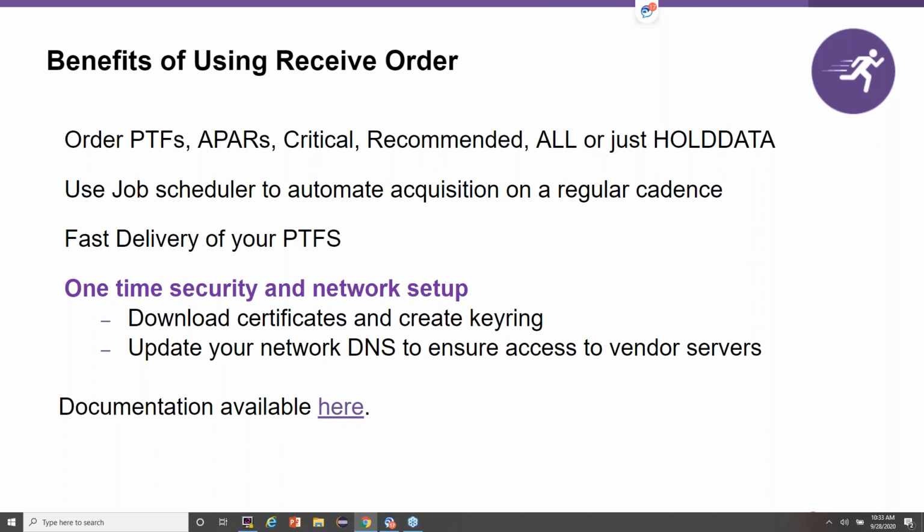Another benefit of using receive order is that you could set it up with any job scheduler to automate the acquisition on a regular cadence. Whatever that cadence happens to be, maybe you set it up weekly or monthly, whatever you feel you need to do. The jobs themselves run pretty quick. Your order is processed within 10 minutes. And there's just one-time security setup and some network setup that's required.